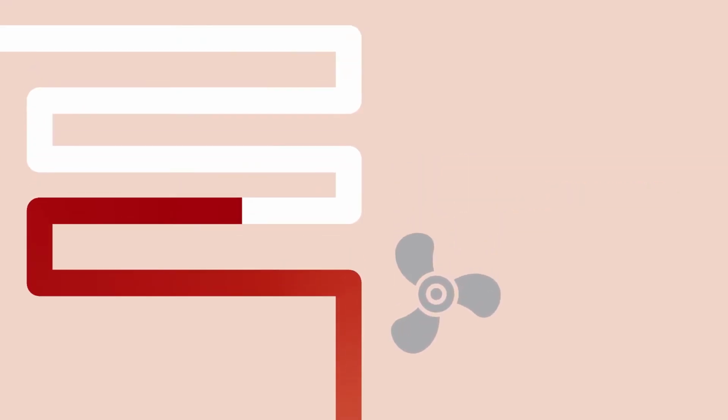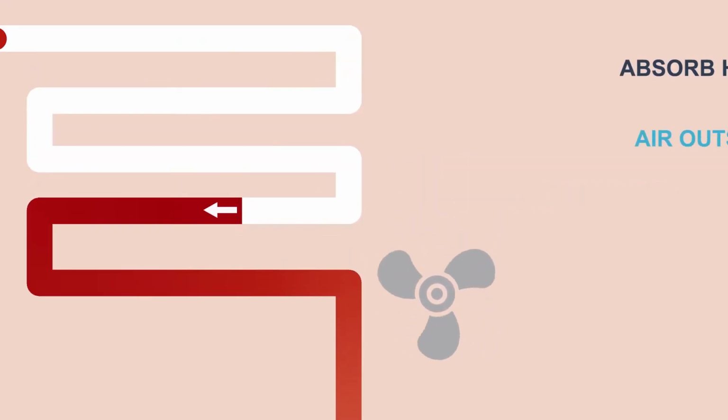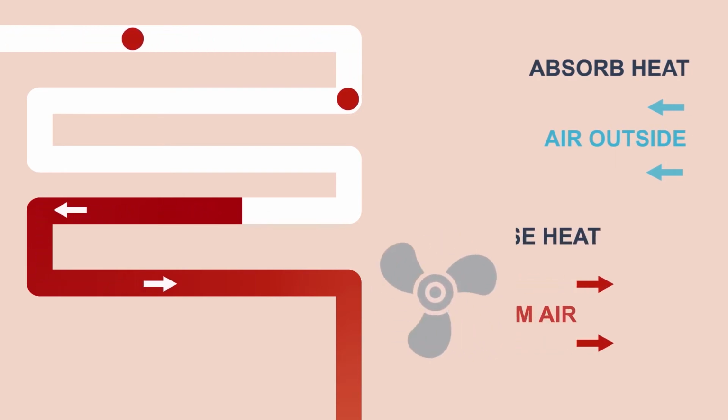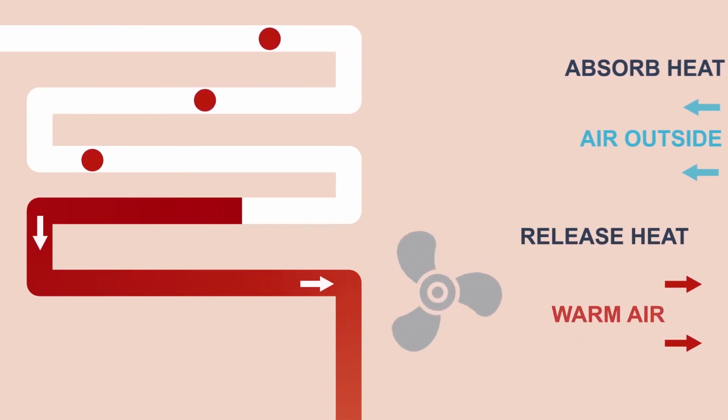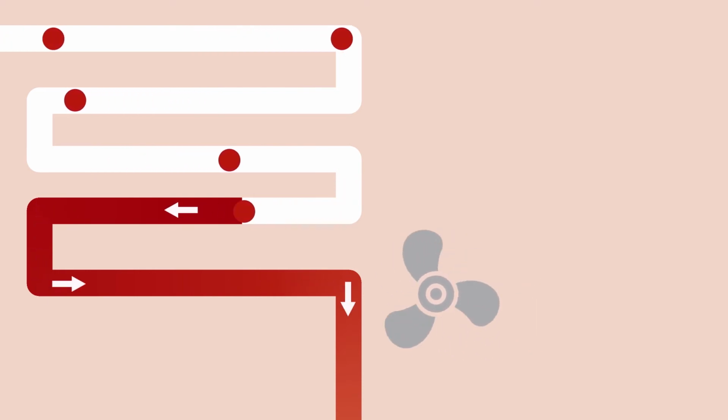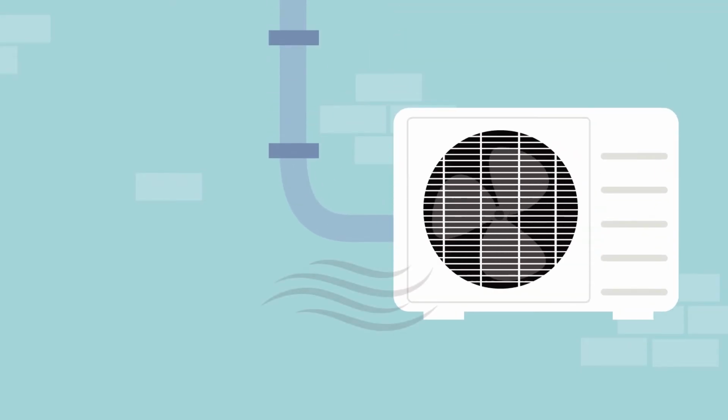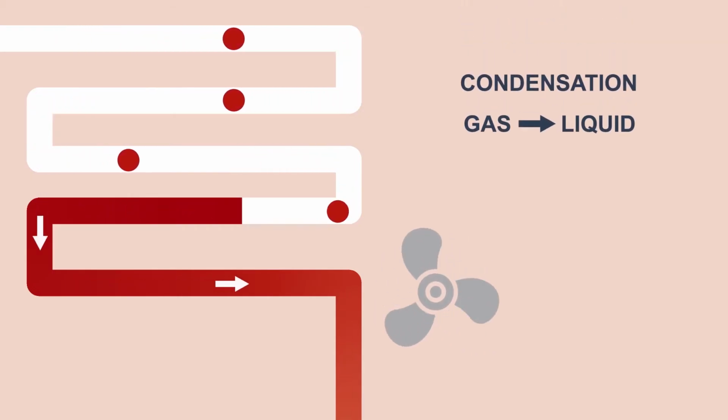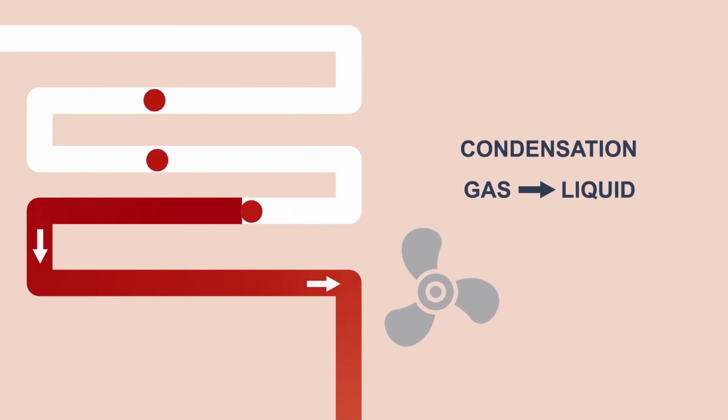The refrigerant, which is now a high-pressured superheated gas, travels to the condenser. The air outside of the unit absorbs the heat from the superheated refrigerant and gets released outside through the metal fins. The refrigerant condenses throughout the way in the condenser coil, changing into a cool liquid.